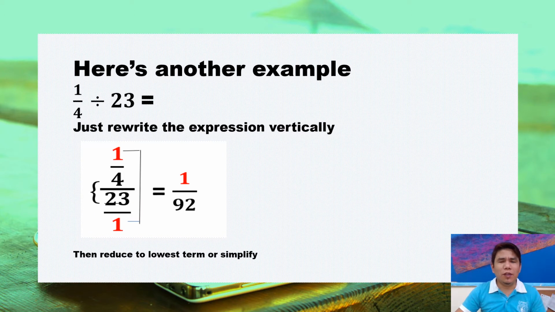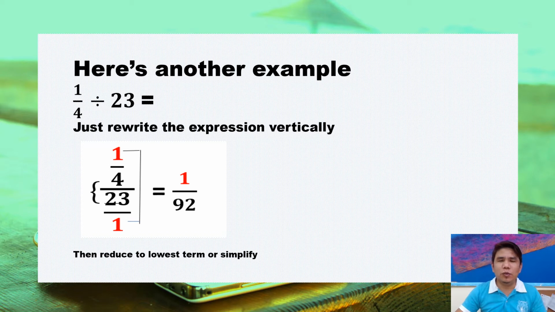Alright, let's have another example. What if the example is a fraction to be divided by a whole number? Like for example, 1/4 divided by 23. Now, we just rewrite it in vertical form, and we write 1/4 over 23.